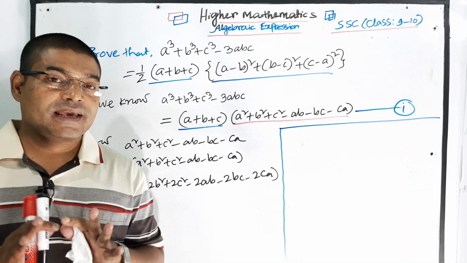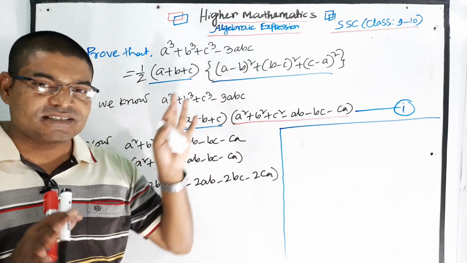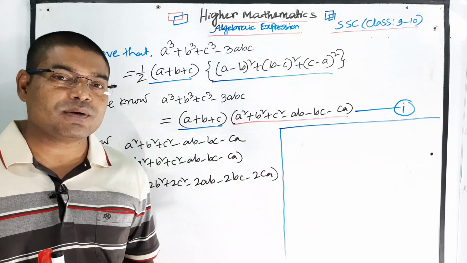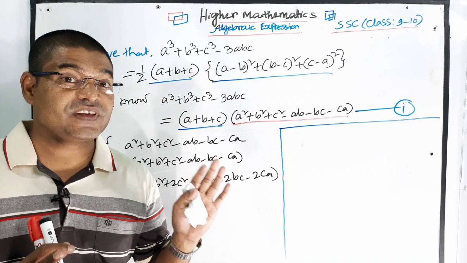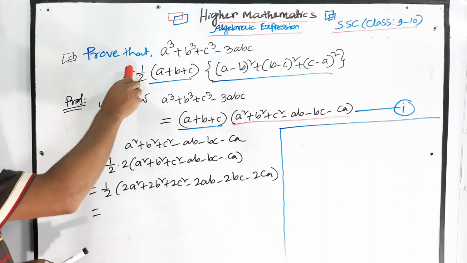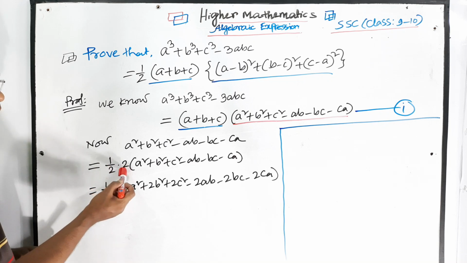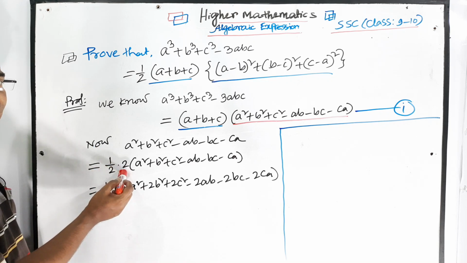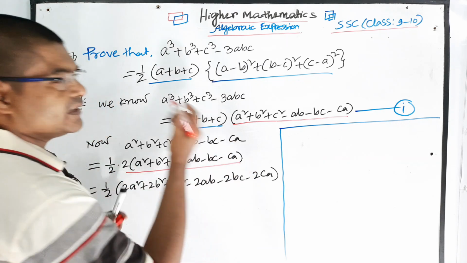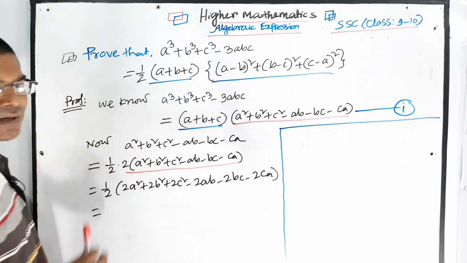But we know (a minus b) whole square equal to a square minus twice ab plus b square, (b minus c) whole square equal to b square minus twice bc plus c square, (c minus a) whole square equal to c square minus 2ca plus a square. So you have to convert this. Anyhow you have to bring half, but here there is no half. So how is it possible? I have taken half multiplied by 2, so we have got half. These two multiplied here, we get 2a square, 2b square, 2c square, 2ab, 2bc, 2ca.